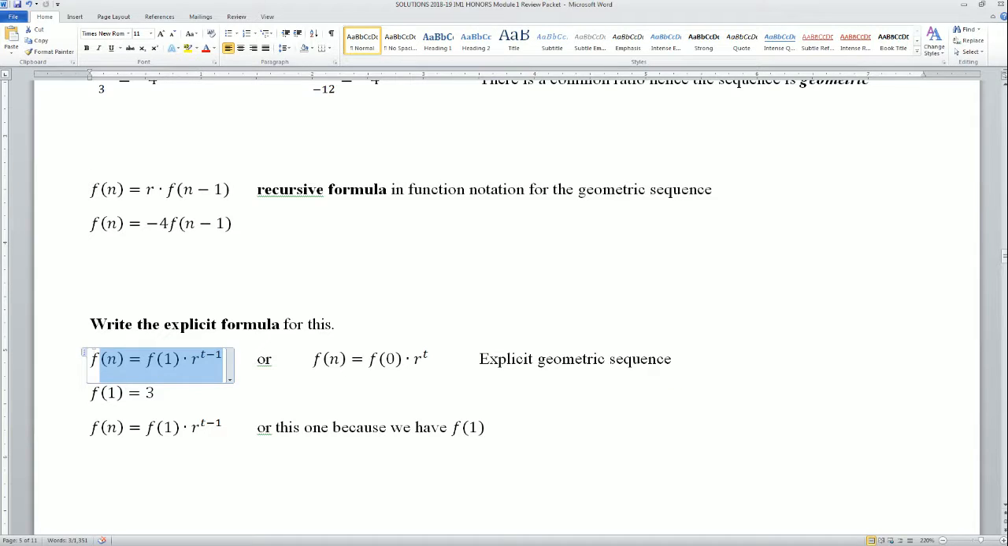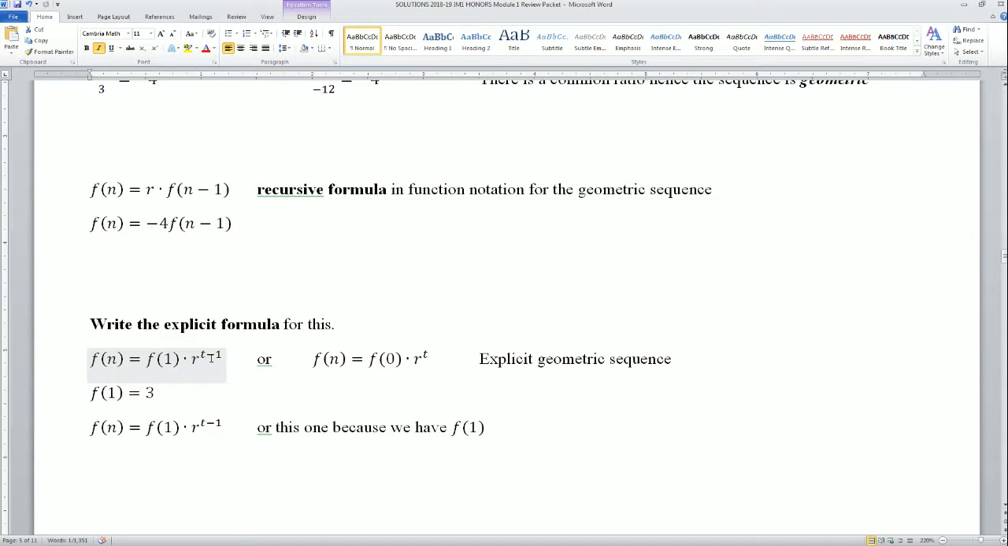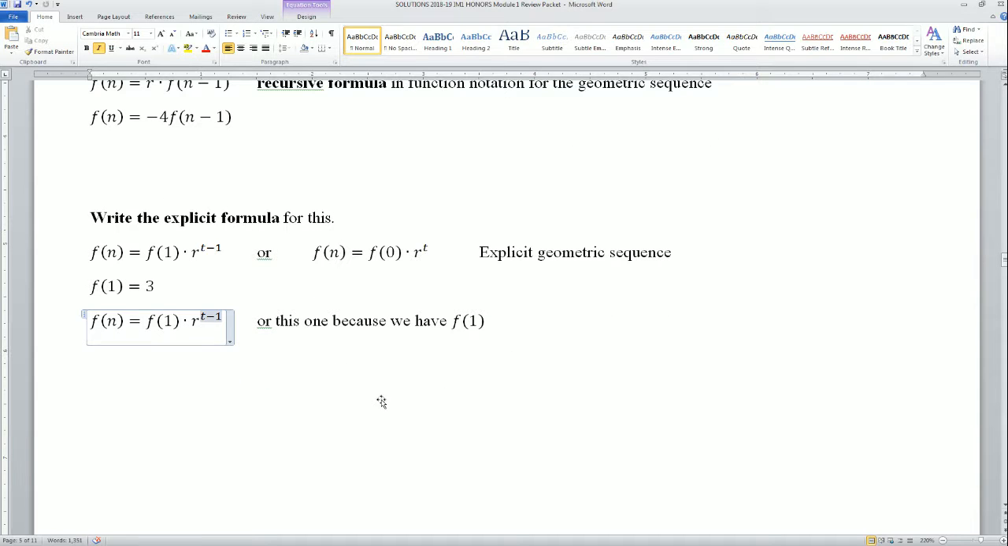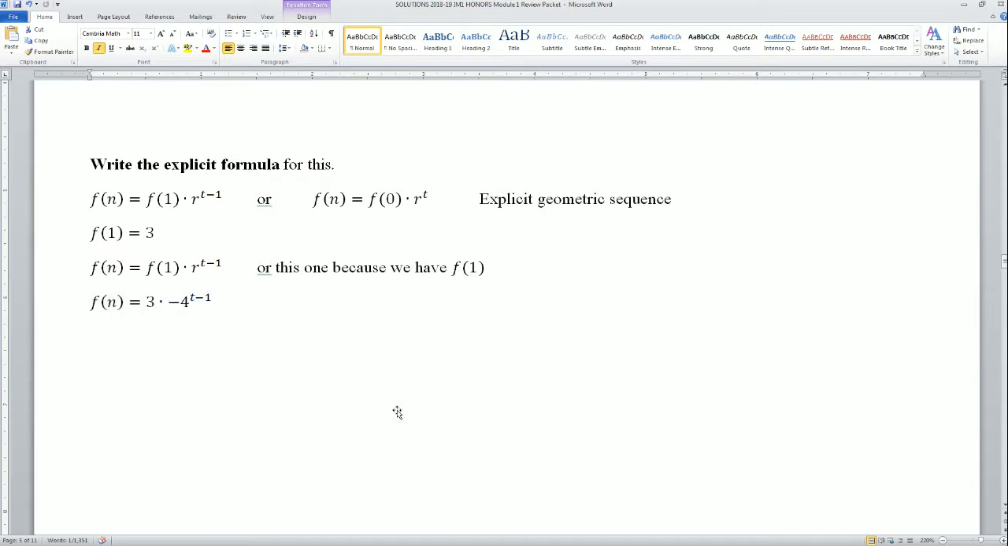There's two forms. The one that uses the first term, which is f of 1, or the zeroth term, which is f of 0. In our case, I have the first term here, which is 3, so I'm going to end up using this one. F of n is equal to the first term times r to the power n minus 1. So I plug in 3 here for the first term, and I plug in here r, which is -4, which is what I determined here as the common ratio, and I am done at that point.